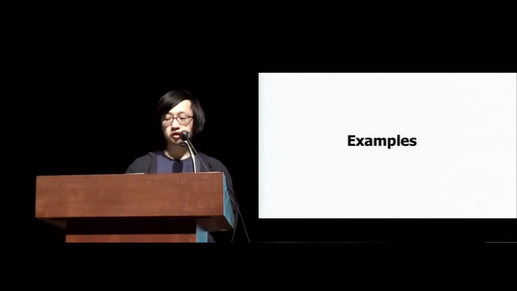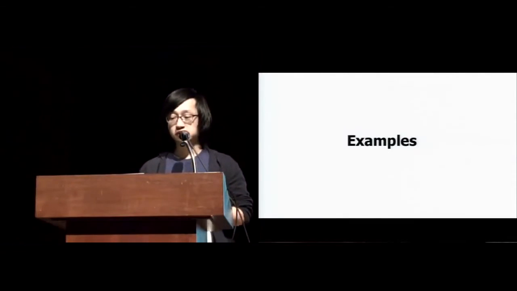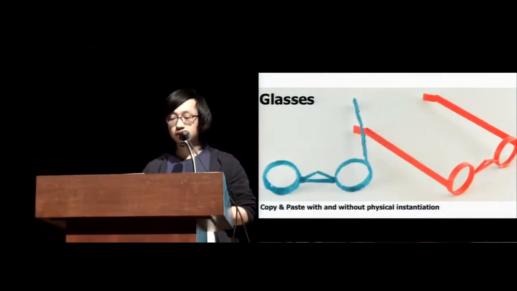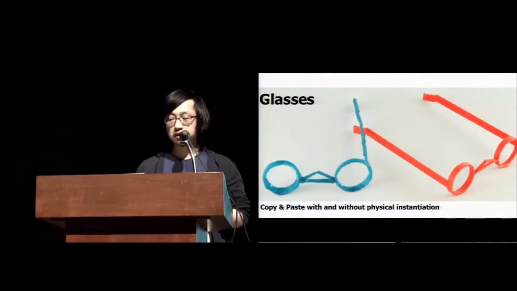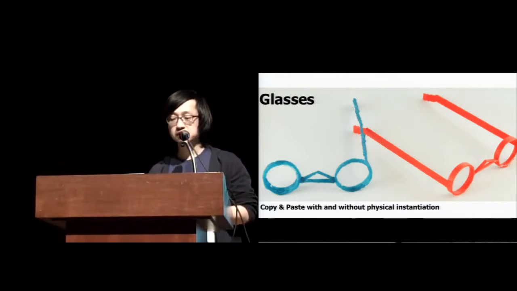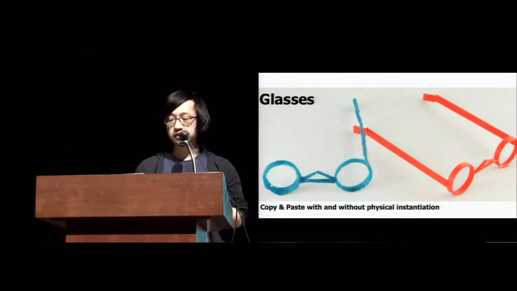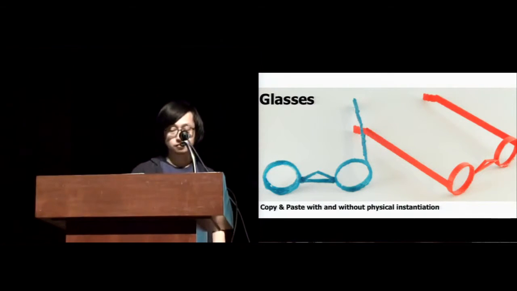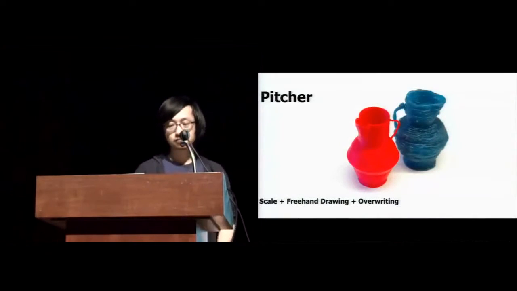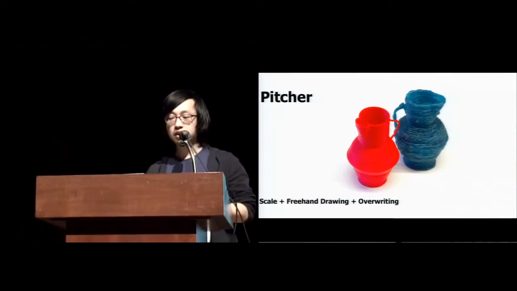Now I'm going to show you a couple of examples designed with our D-Coil system. In this example, the glass frames are created using the copy and paste function. And the instantiation of this copy happens in both the digital and physical world. The armor of the glasses, however, is only pasted digitally but not instantiated in the physical world. The lip of this pitcher is made by overwriting the base profile.